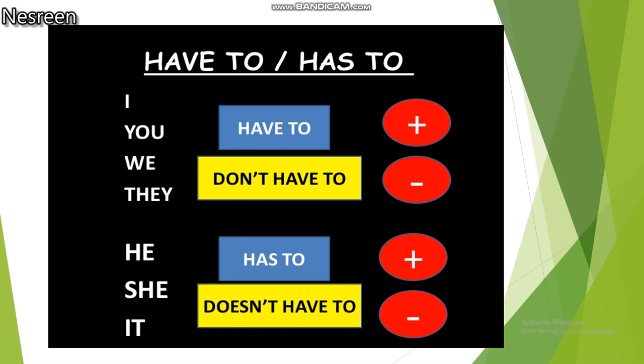You know that after don't or doesn't, the infinitive comes. Have to, don't have to, or doesn't have to. This form, have to or has to, must be followed by the infinitive form.